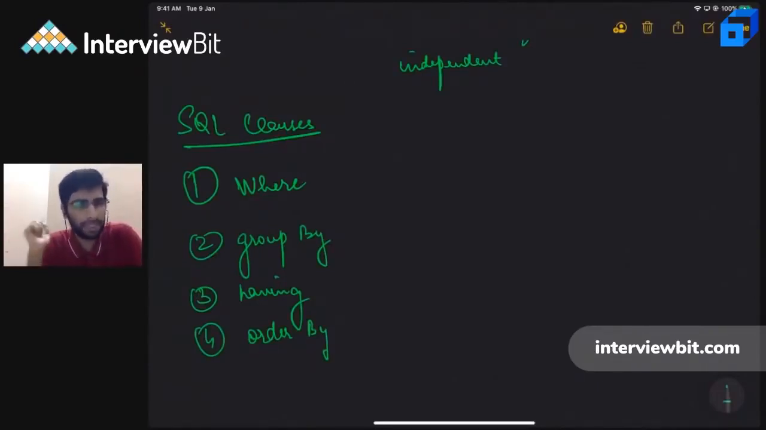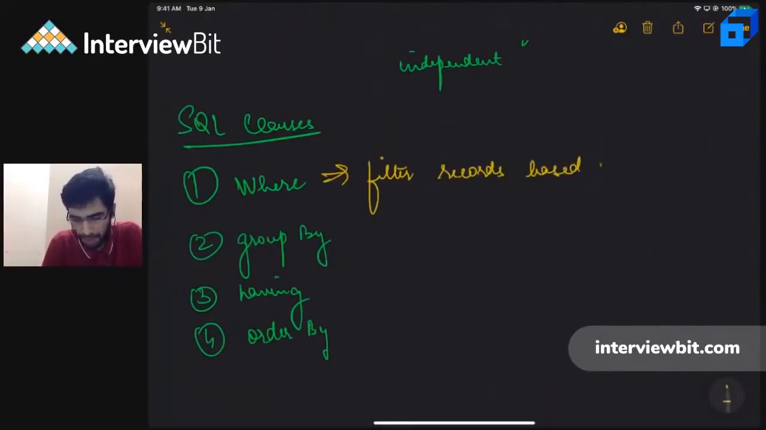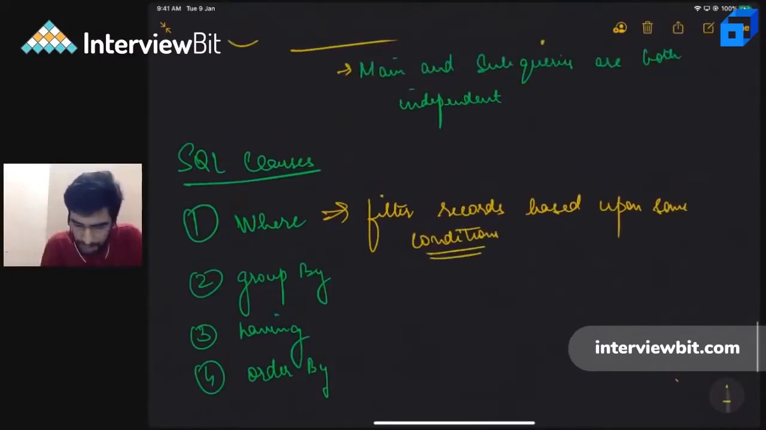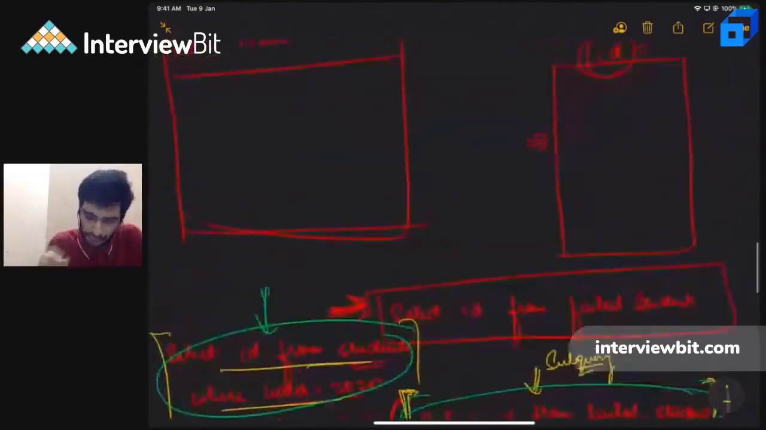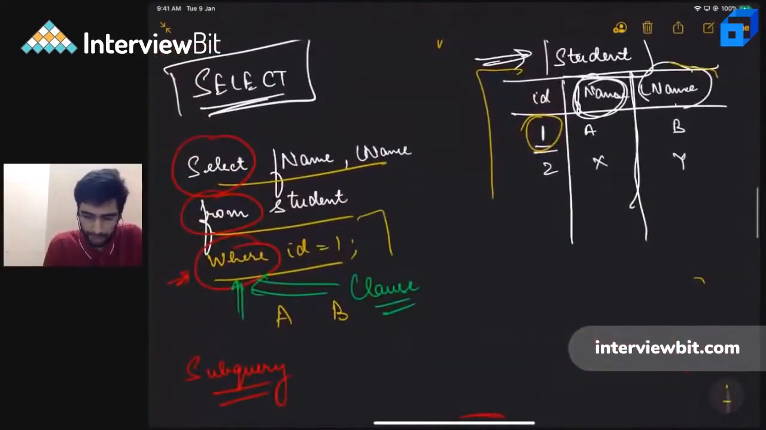What can the where thing be doing? The where clause just allows you to filter the records based upon some conditions. For example, what were the conditions in the original query that we had written? In the original query, the condition was that ID should be equal to 1.